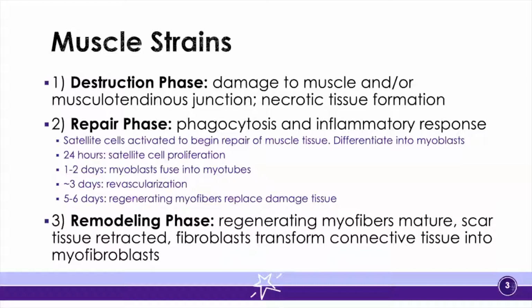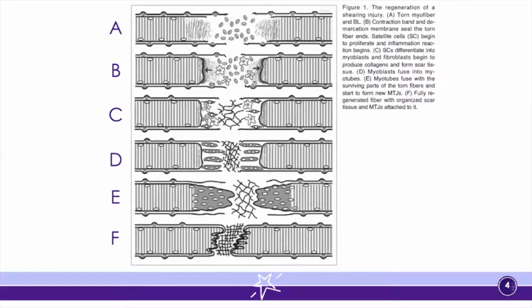And then our fibroblasts will work to transform some connective tissue in the area into myofibroblasts to actually ultimately produce more muscle fibers. So in panel A, what we're observing right here is an actual tear to the muscle itself. In panel B, what we start to observe is this proliferation of the satellite cells. You can start to see the satellite cells are coming to this area and are being activated, and they start to differentiate into our myoblasts.